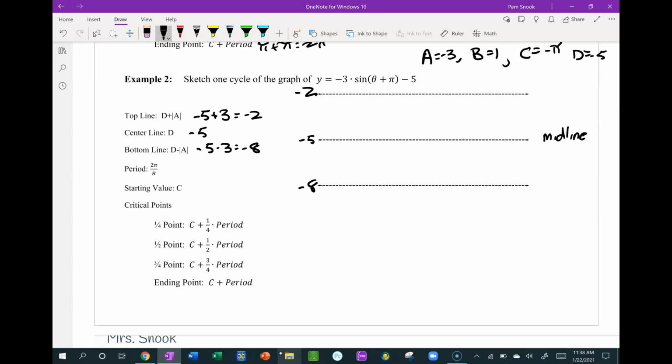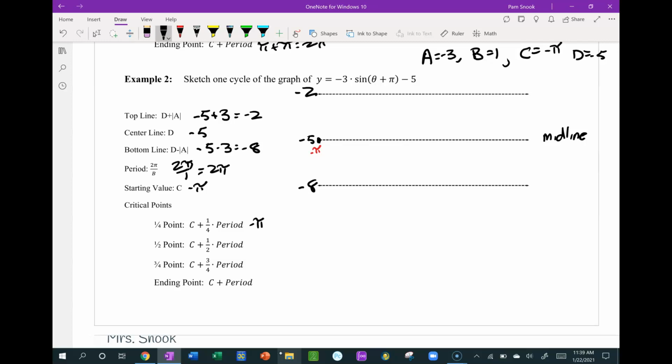Period, 2 pi over B. So 2 pi over 1 equals 2 pi. And my starting value is C, and that's -pi. So right here is going to be -pi. Now my critical points. I'm going to add to C, -pi, a quarter period each time.